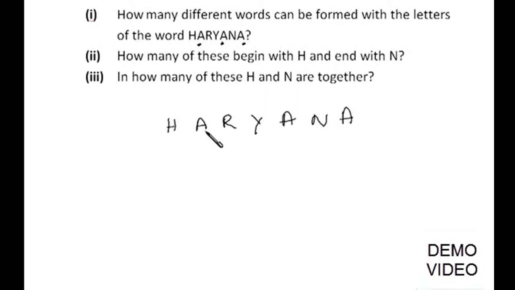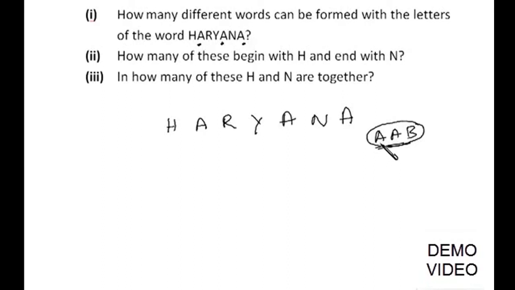Now friends, if the letters are repeated, then obviously the number of different words will be less, right? How do I ensure that? Suppose I take a small example. Suppose I have the letters A and B, these 3 letters are there with me, and I have to rearrange them in various ways, right?